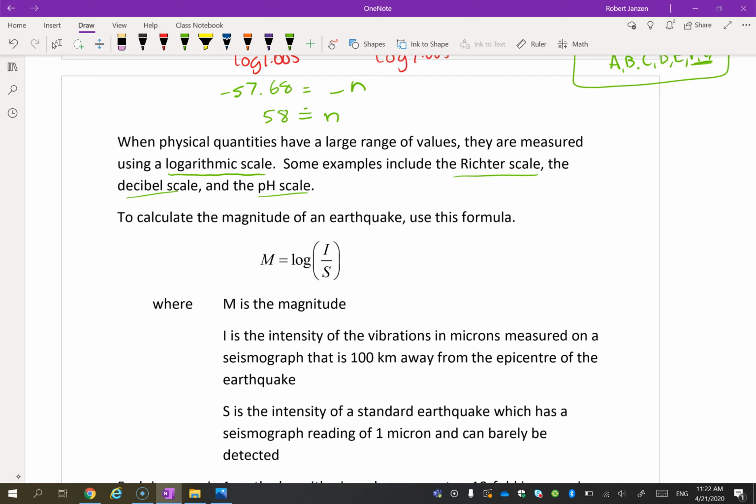So for example, if you hear someone say there was an earthquake that had a magnitude of 6, and then the next day someone says there was a magnitude of 7, this means that it was 10 times as powerful. Okay, this 1 in the increase of the Richter scale actually means that it was 10 times as powerful. So we're going to talk about how that works in a logarithmic scale.